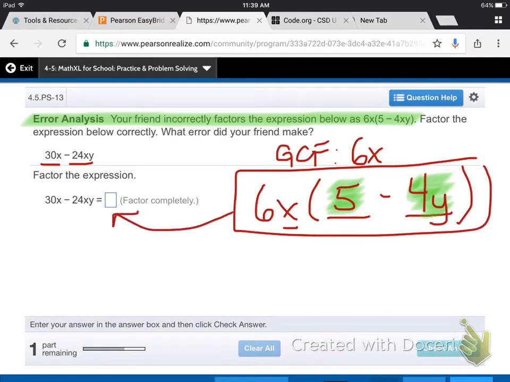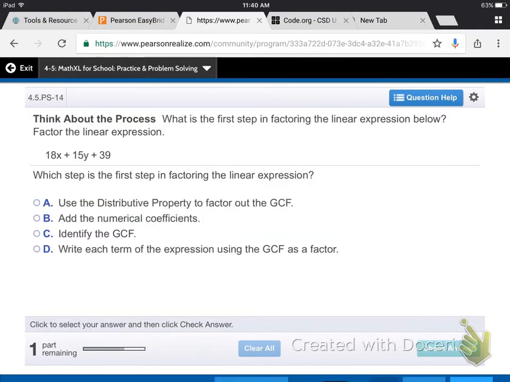And then in the next part of the problem, we're going to explain what the error was. We're going to compare our answer to this answer right here that our friend gave, and we're going to explain what went wrong. Take a minute to think about that yourself. Here's an easy one. Think about the process. What is the first step in factoring the linear expression below? Well, you know what it is. What is it? You got it. It is identify the GCF. Always the first step.